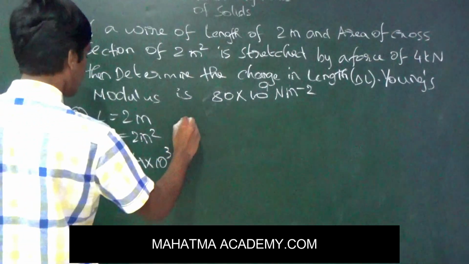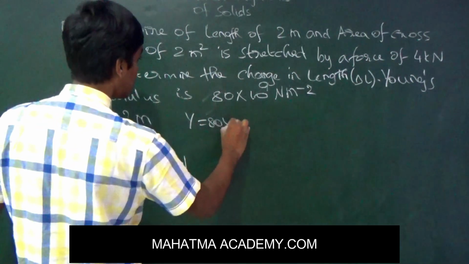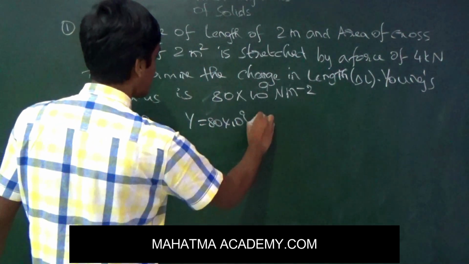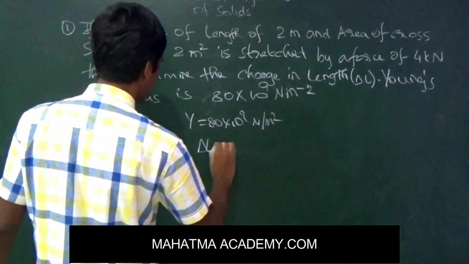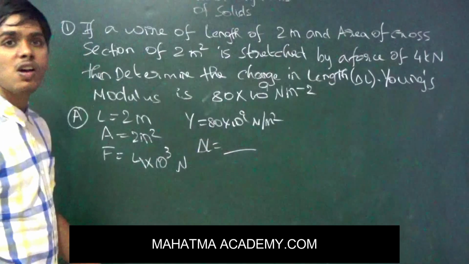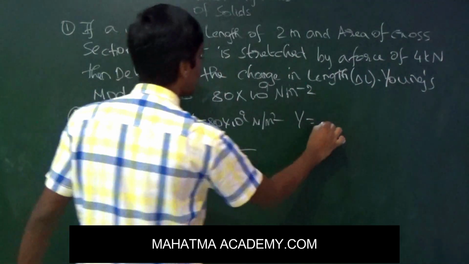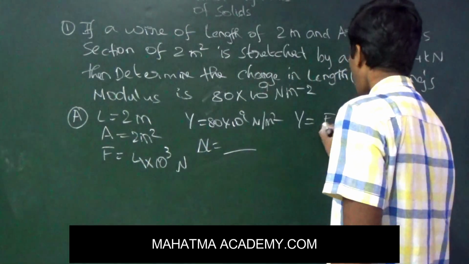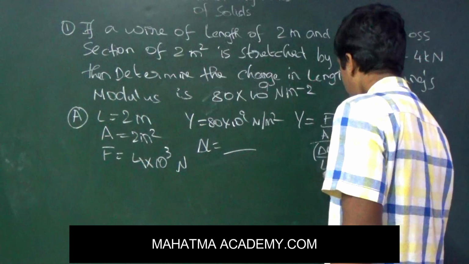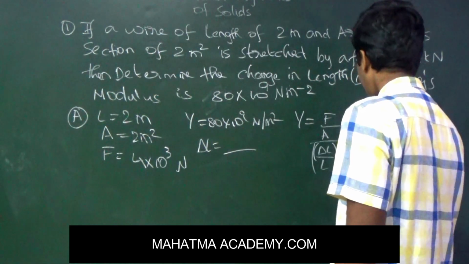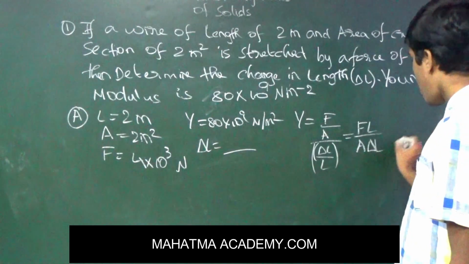And the Young's modulus Y is equal to 80 into 10 to the power of 9 newton per meter square, and delta L is equal to dash. Now first we will write the formula. Y is equal to F upon A upon delta L upon L. It is equal to FL upon A into delta L.